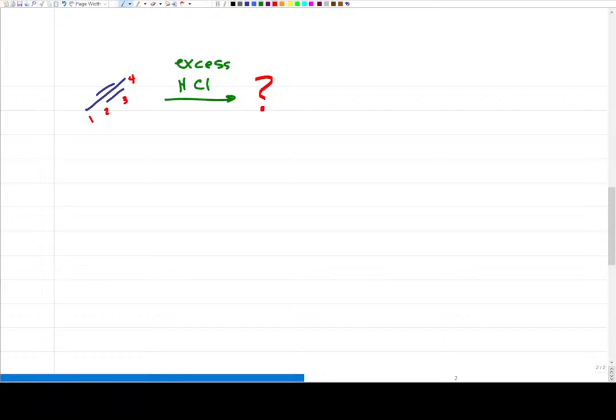I know that HCl is going to add across the pi bond. We're not doing the mechanism, but we still want to understand it so that we can quickly come up with the answers. If HCl is going to add across the pi bond, we know that each time a pi bond breaks, we add a molecule of HCl. Excess tells me that I have more than one and I can add as many as I need.